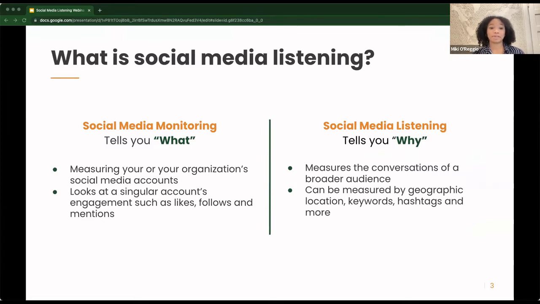The easiest way to think about these is that social media monitoring tells you what, while social media listening tells you why. Another way to put this is that social media monitoring is looking at your own organization's social media accounts, tracking things like likes, follows, and mentions for your organization's specific account on any social media platform. And then we have social media listening, which is listening to what a broader audience is saying. This is what people can be saying about a specific keyword or hashtag, and there are different ways to measure this, whether it's in a geographic location or anything like that.